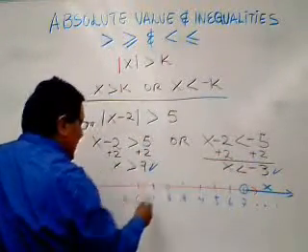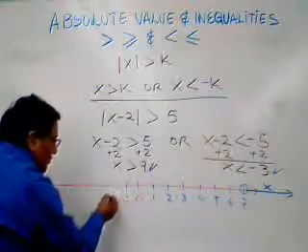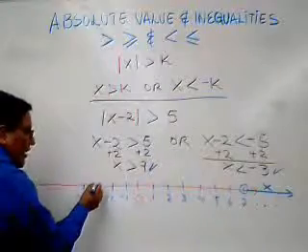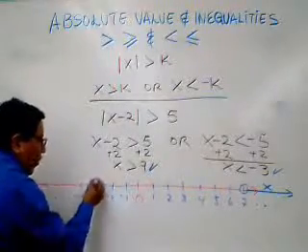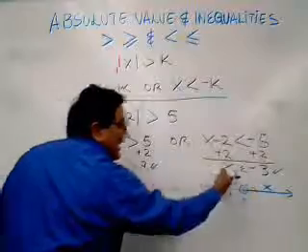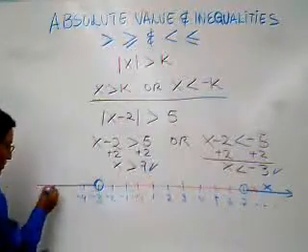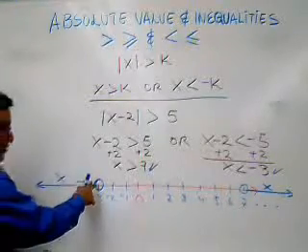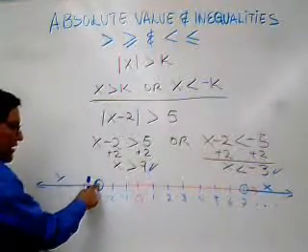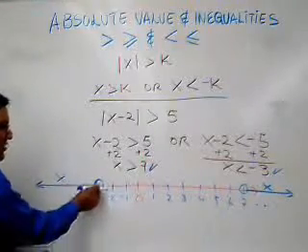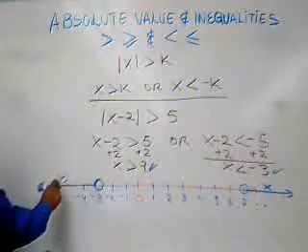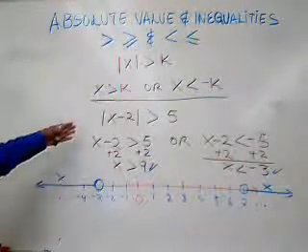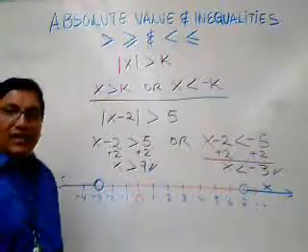And x less than negative 3. So negative 3 will be right here, and all the values less than negative 3 will open to the left. I am also using an empty circle because negative 3 is not part of the solution of x. So this is the graph of this inequality, and keep practicing.